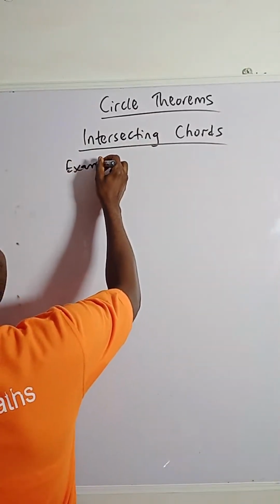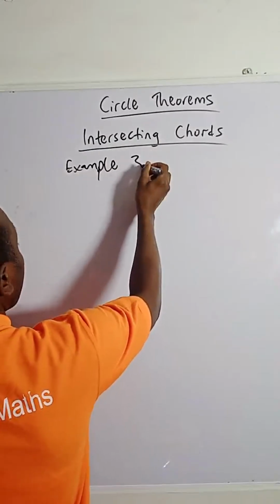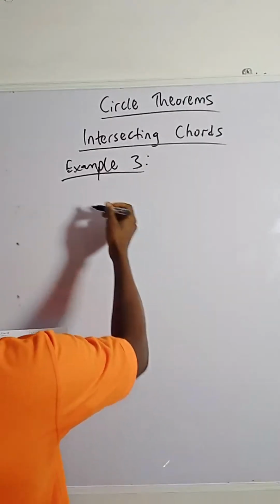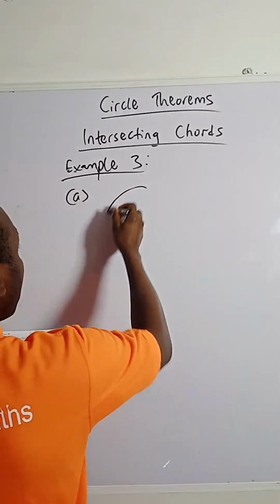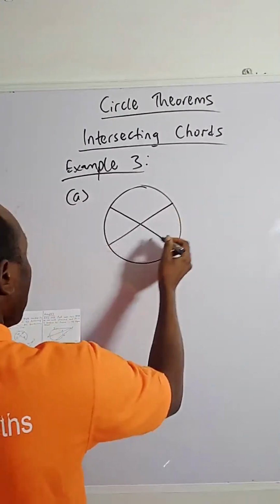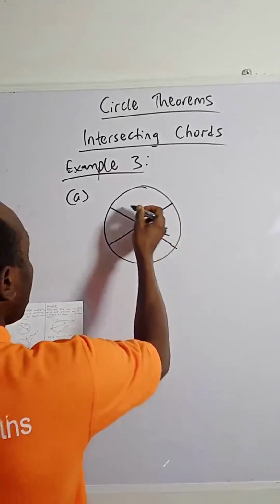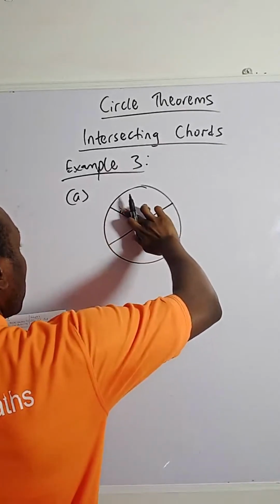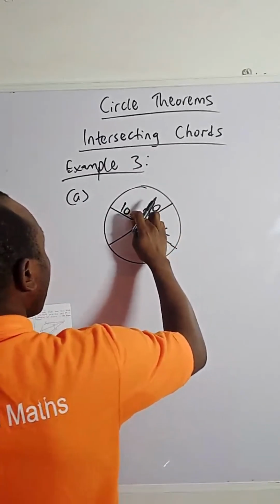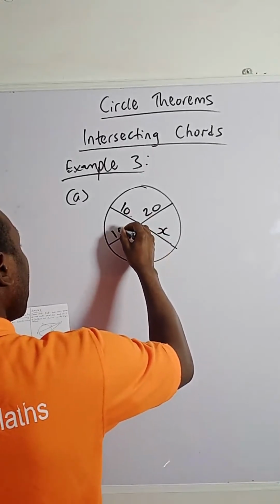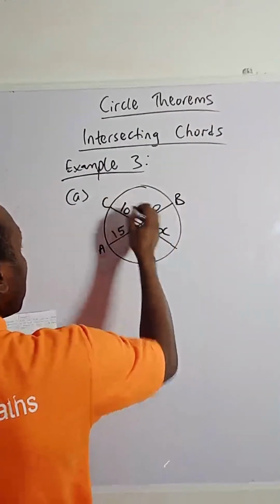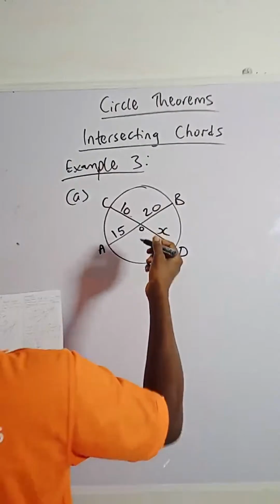Another example. I think this is the third example. I would want you to try this by yourself. I'll give you 2 to try by yourself. And please try to be fast so we'll save some time. This is x. This is 10. This is 20. This is 15. A, O, B, C, D. So you have to find x.